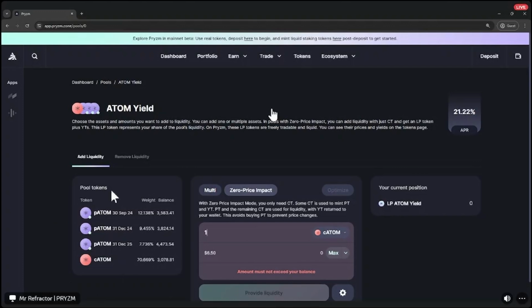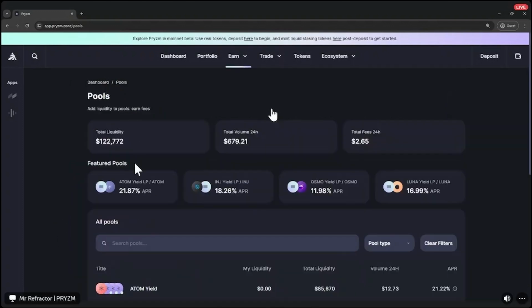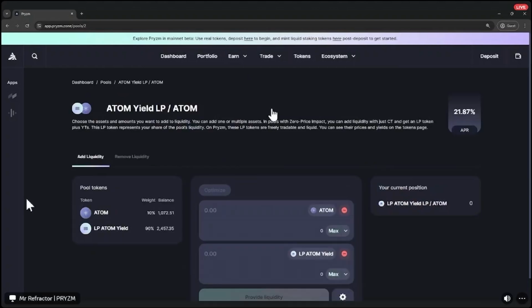And so you get a liquidity provider token when you provide liquidity to this pool to say you own a share of that pool. Now, what you're doing here is you're taking that liquidity provider token and then pairing it with some ATOM and providing liquidity to this pool. And actually the weights here are 10% ATOM and 90% LP-ATOM yield. So this means 90% of what you own when you provide liquidity here is that pool that we were just looking at, and then you provide 10% ATOM.